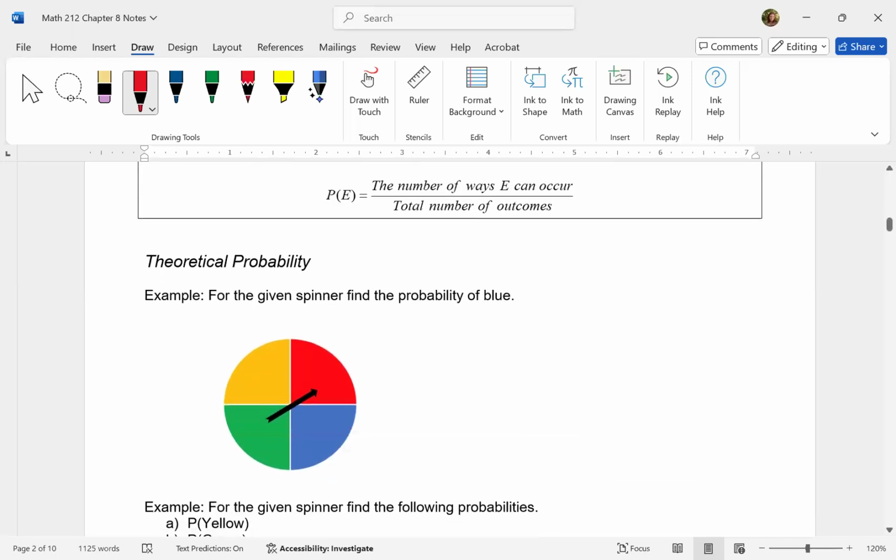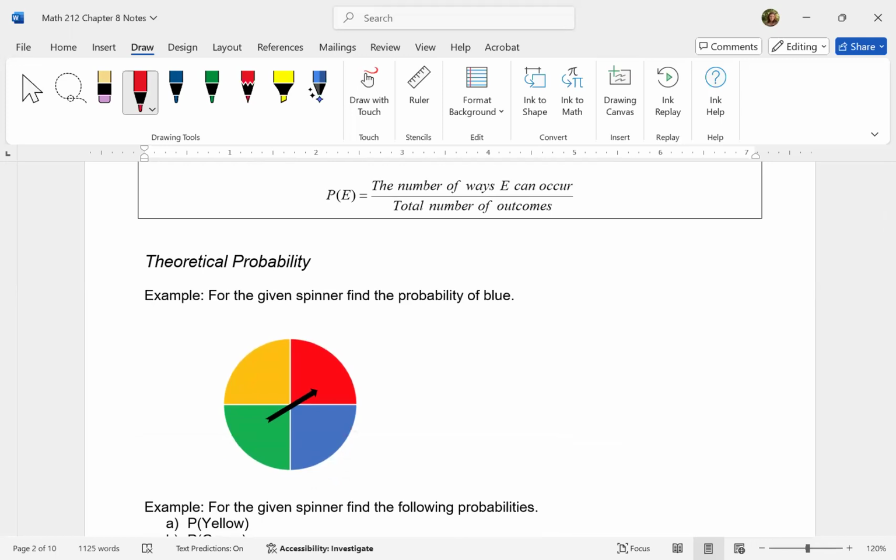They love the spinners, so we have a lot of examples with this. If you printed your spinner and it's black and white, you may not have these colors. You may want to write them down. Maybe the left one's yellow, right one's red, blue, and green. Just label them. Okay, so for this given spinner, what is the probability of blue?